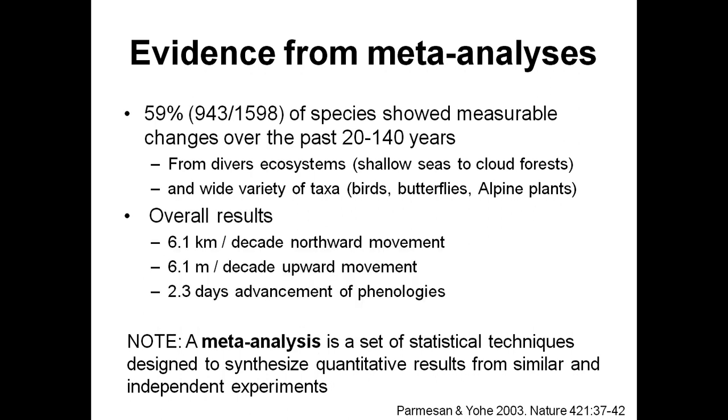Overall, species are moving 6.1 kilometers per decade northward. So that makes sense, right? Northern areas are cooler than the tropical areas. And also they are moving 6.1 meters per decade upward. And also you know that as you climb a mountain, it will get cooler. And if you think about the phenological changes or biological timing changes, things are happening 2.3 days earlier than previously.